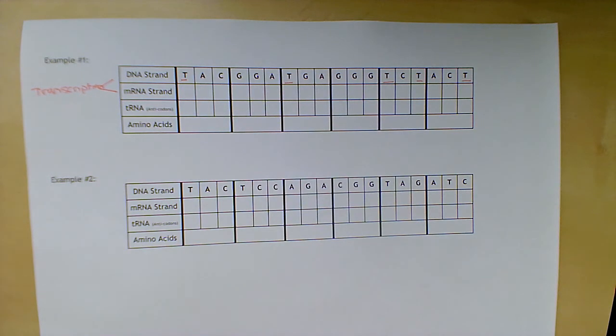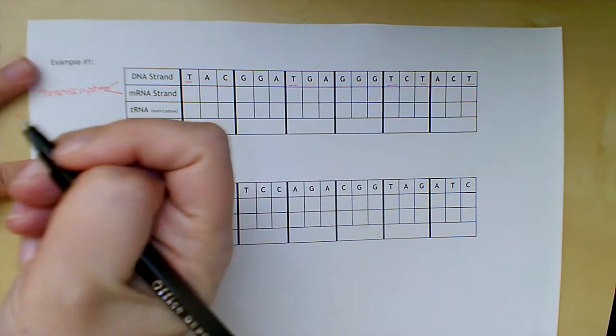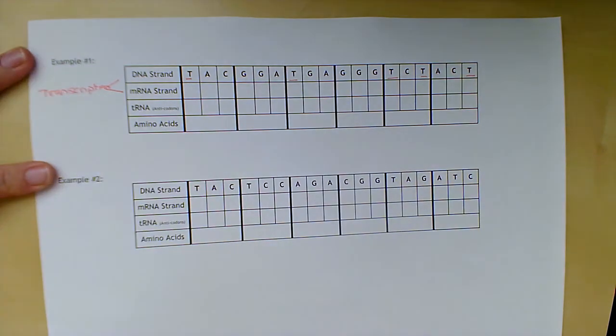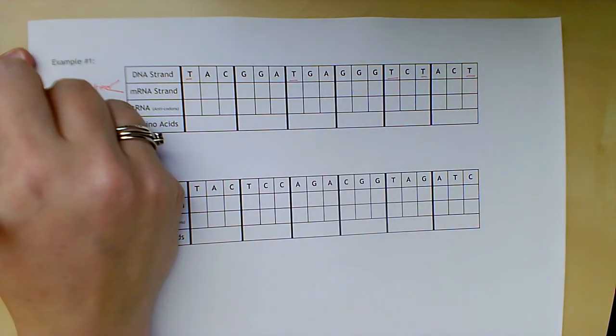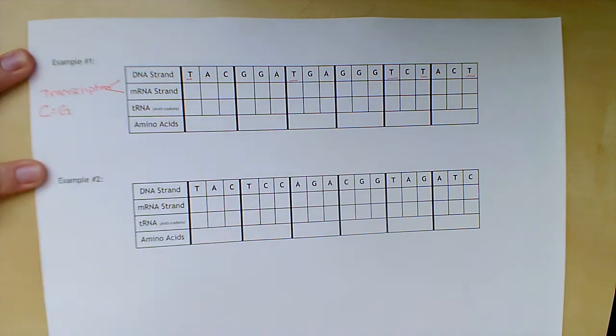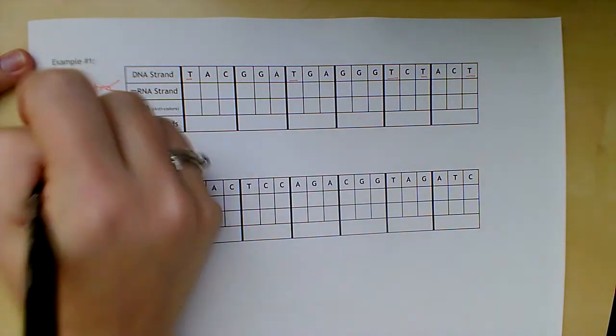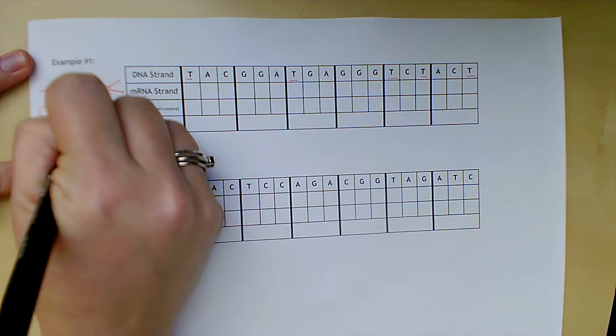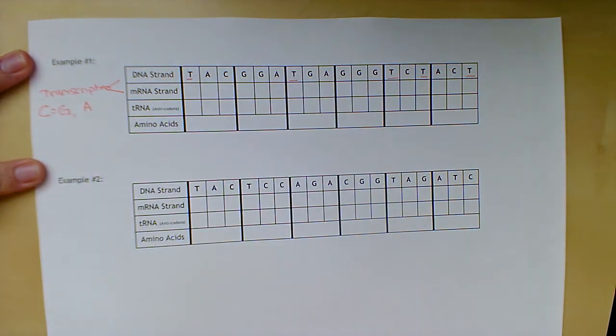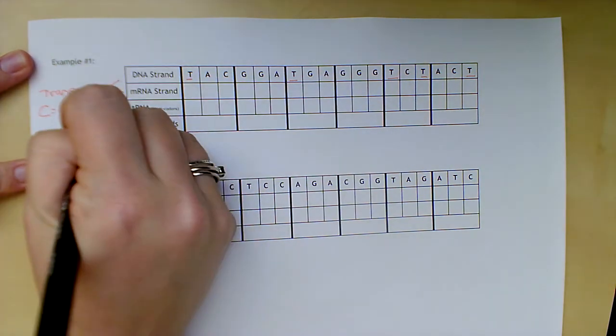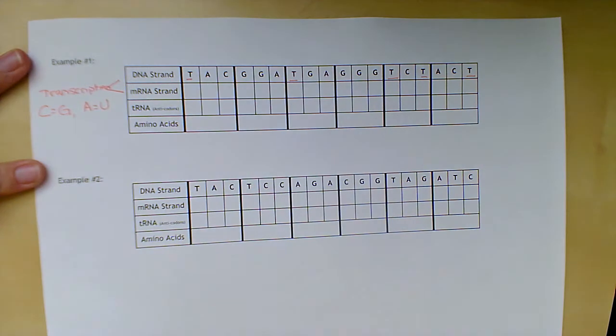And when we go through transcription, we know our rules from our notes. Like we talked about with replication, C always pairs with G. But remember, this is the weird one. When we have A now, instead of pairing with T as we did in DNA, we're going to pair it with U. So A pairs with U.